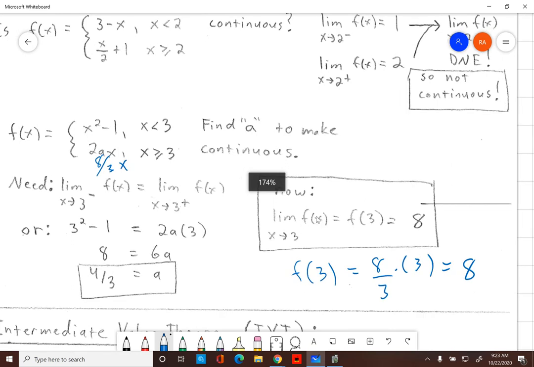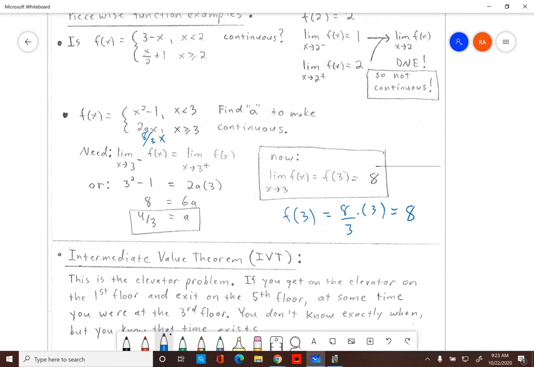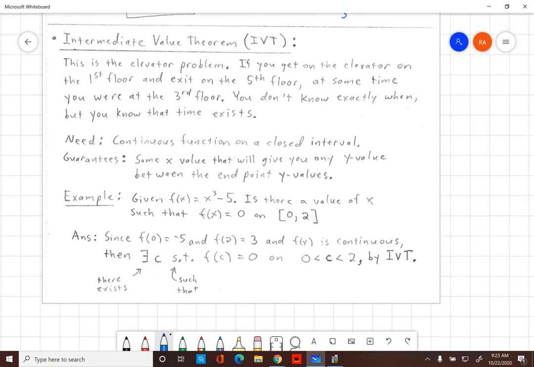So the limit value is equal to the function value is equal to 8. So I found the a value that is going to make this a continuous function. The line x squared minus 1 and 8/3 x connects up at x equals 3. That's like a classic calculus problem.